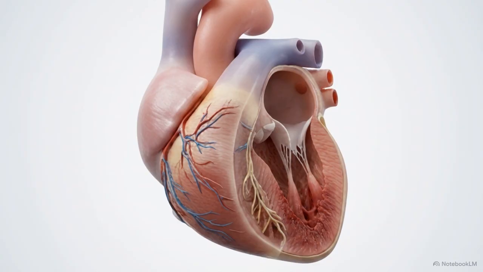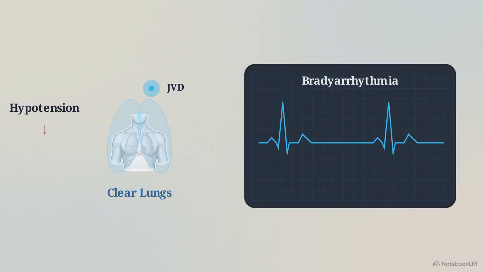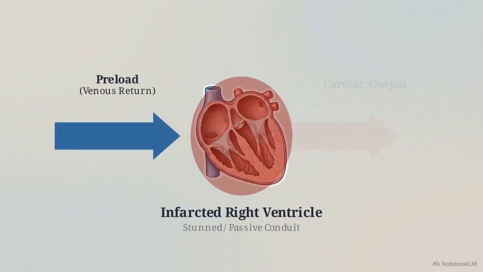This typically accompanies an inferior wall MI. The classic diagnostic presentation includes hypotension, elevated jugular venous distension, and clear lungs, frequently paired with bradyarrhythmias and ST elevation in the right-sided V4R lead. The core physiological vulnerability here is preload dependence.